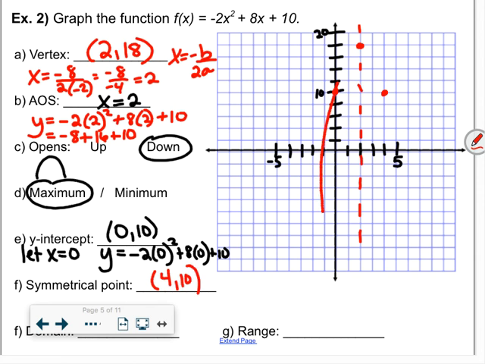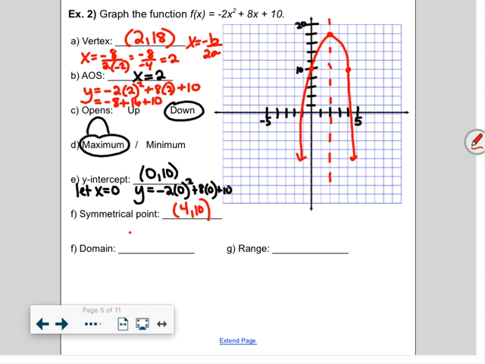We said it's going to open down. I mentioned this when we did 4.1: when you're done, stop and look at your work and look at the graph. This should open down. It opens down. All right, the domain is negative infinity to infinity.